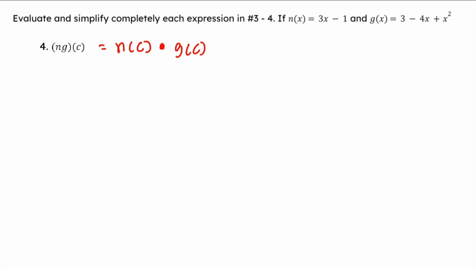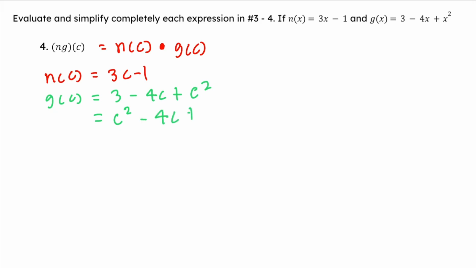So let's evaluate n of c. N of c is going to be equal to 3c minus 1, right? We're just substituting in c for x. And then g of c is going to be equal to 3 minus 4c plus c squared. And then I'm going to reorder this from the highest power exponent to the lowest because it'll help when we're combining like terms. I just like writing from highest power to lowest power. So c squared minus 4c plus 3. You don't have to do it that way, but I would say it makes the math a little easier, and you'll see when we start multiplying.